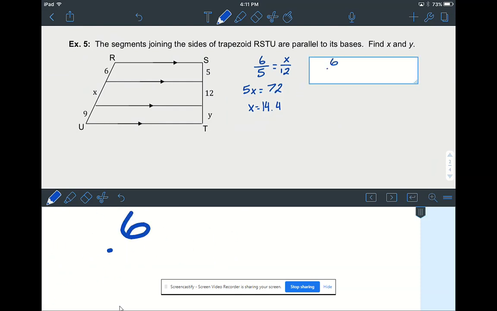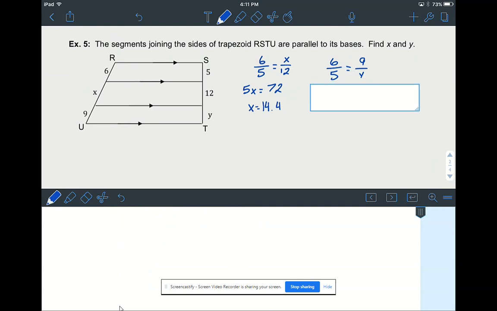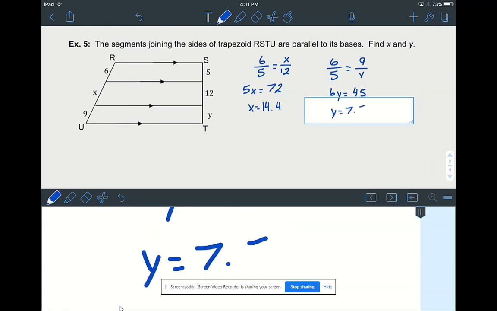Then you also have to do y. So I'm going to set up the same left to right, 6 to 5. And then that is going to be left to right for the y, 9 to y. So that would give us 6y equals 45. So y equals 7.5. And that's about as simple as that one gets. There's nothing really tricky to go along with multiple parallel lines there.